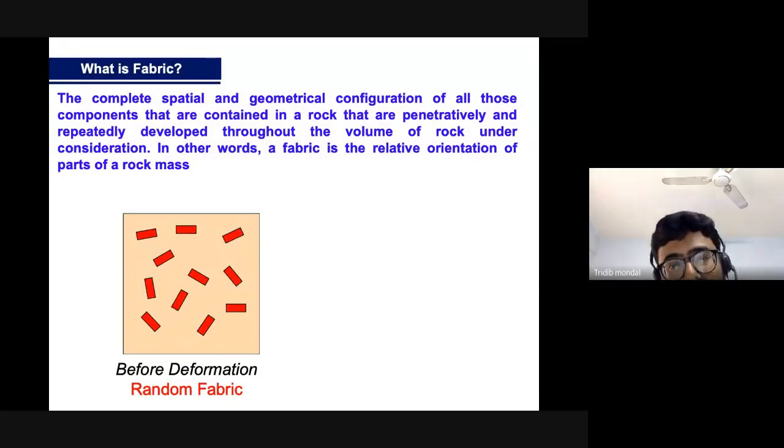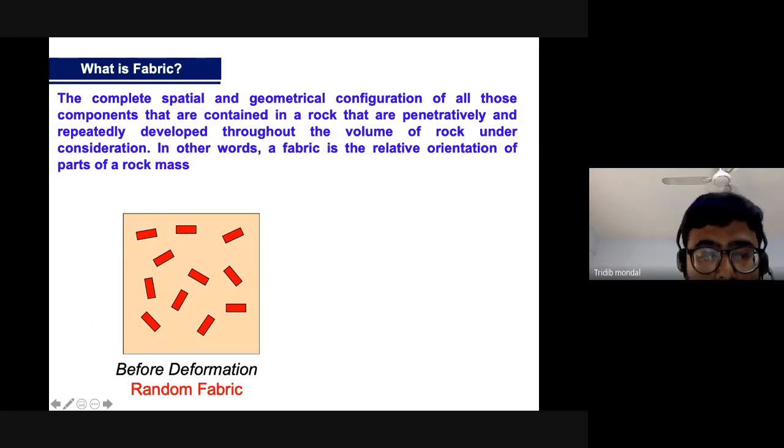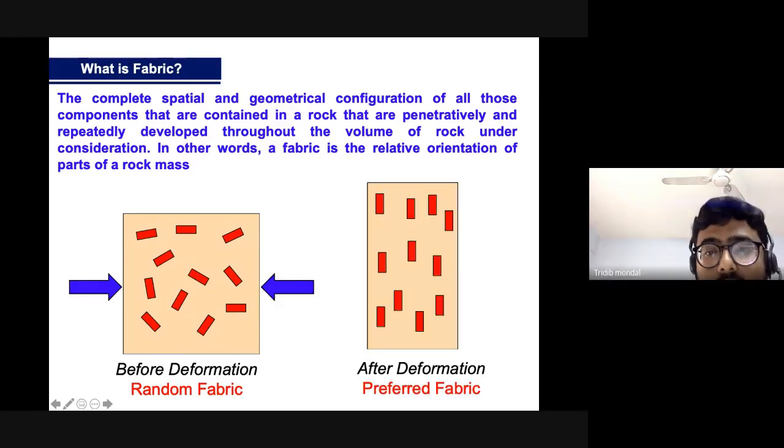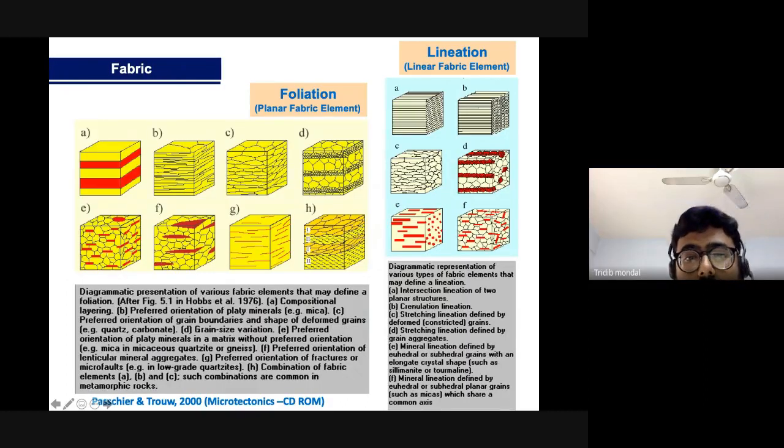So before going into the details, let's have the fundamental things: what is fabric. So fabric is a relative orientation of parts of a rock mass. So here you can see that the fabrics, the red rectangular boxes, are randomly oriented. Now if we compress it, they will have a certain orientation. We call it a preferred orientation or the preferred fabric. Here I'm showing some of the common planar fabric as well as the linear fabric which we encounter in the field.